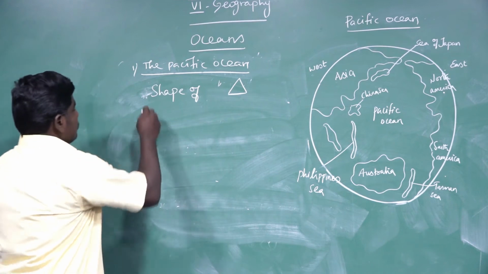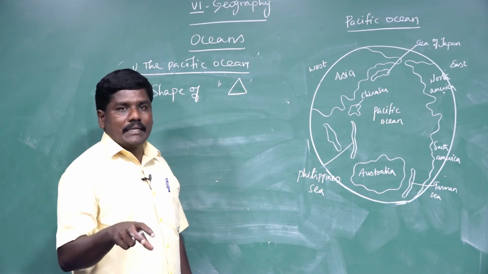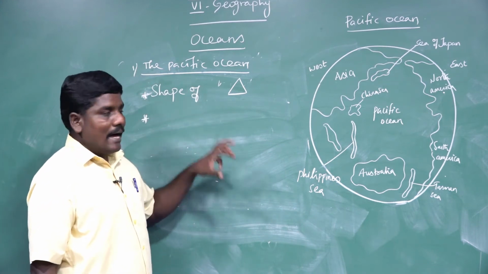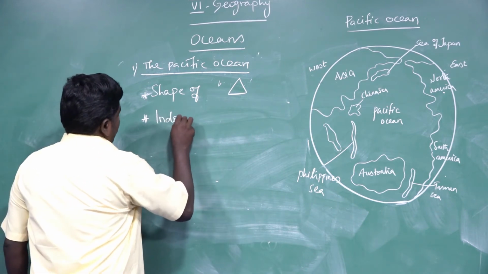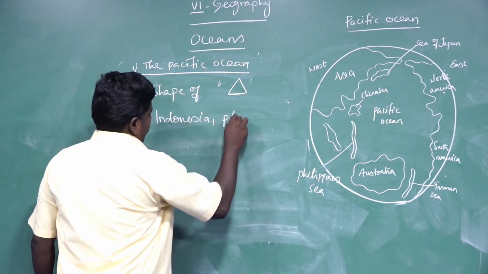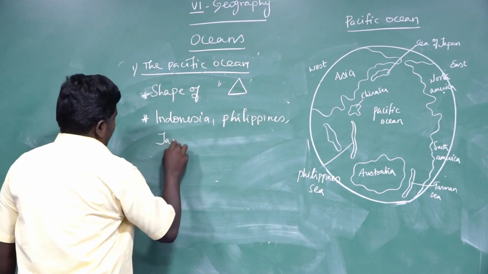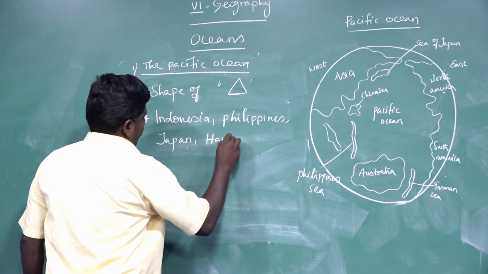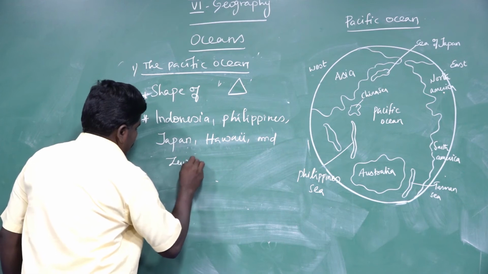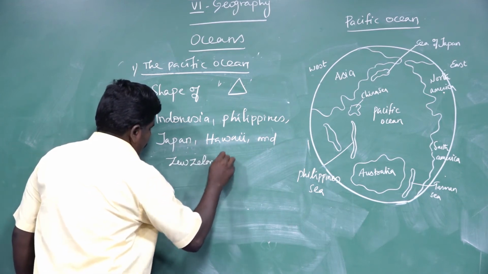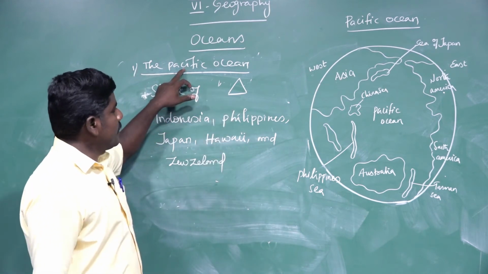Some islands are found in the Pacific Ocean. What are these islands? Indonesia, Philippines, Japan, Hawaii, and New Zealand. These are the islands found in the Pacific Ocean.